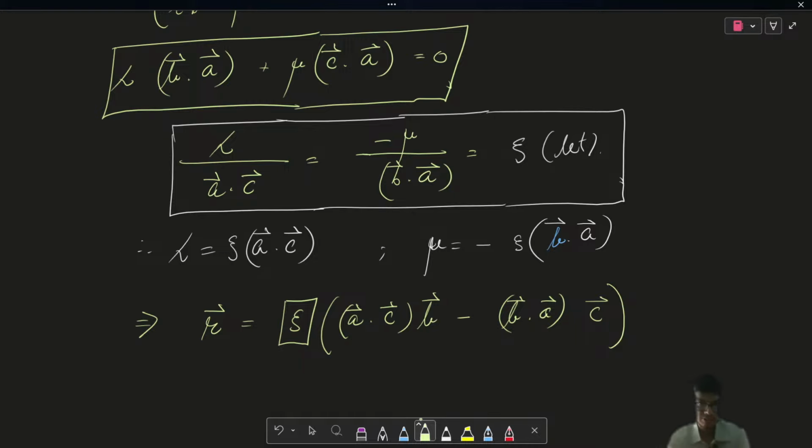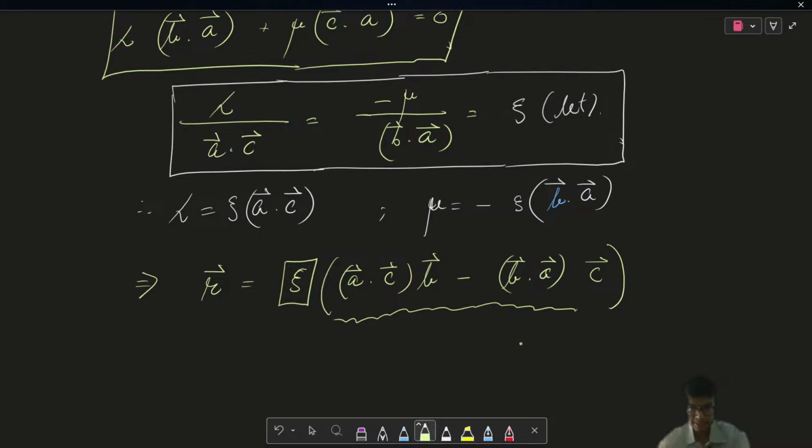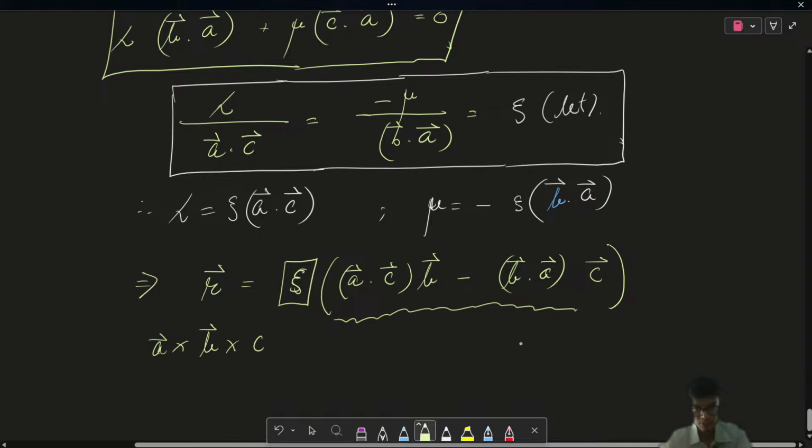So R vector is definitely going to lie in this particular direction, whereas my zeta is just a constant magnitude. Now in order to find out the value of zeta, what I'm going to do is very simple. If I substitute the value of lambda and mu in the relation, note that this particular R vector is given as A vector cross B cross C, right? This was what is defined as R vector.